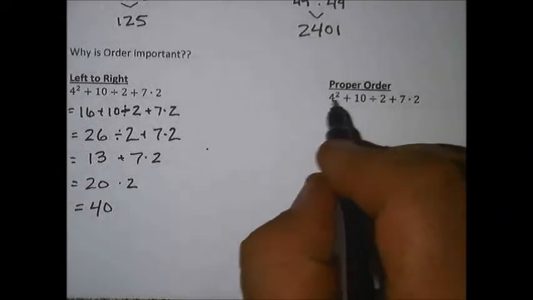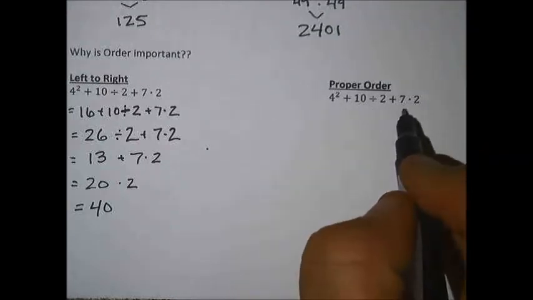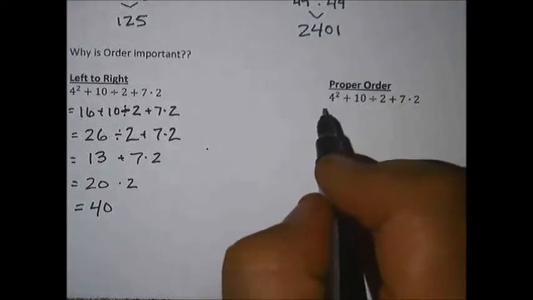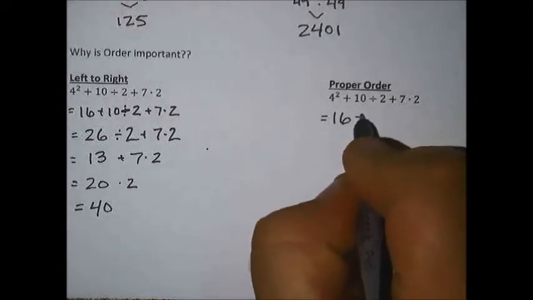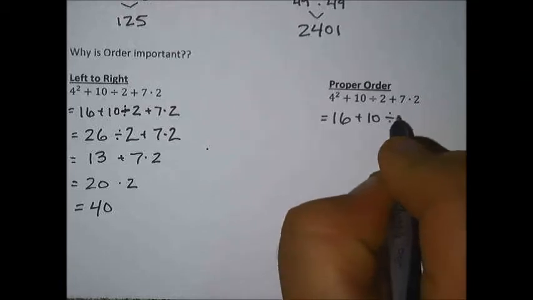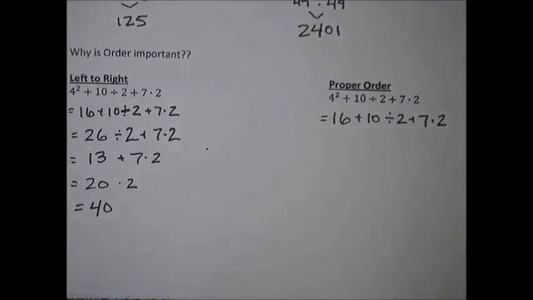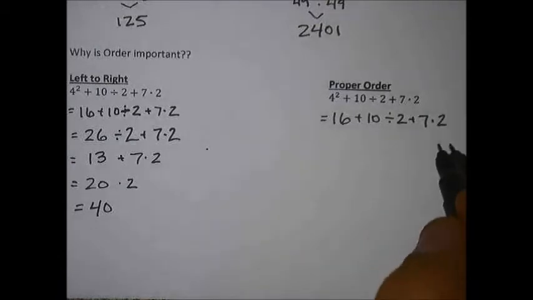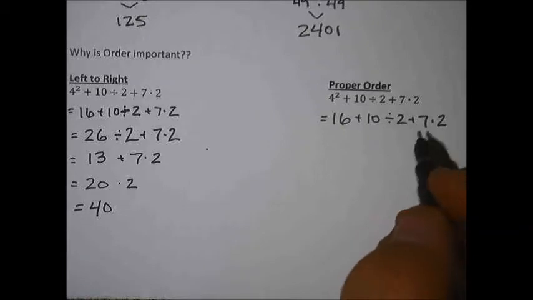First of all, I go through looking at proper order. I look for parentheses. There are none. Okay, check that one off. Exponents. Yep, got one right there, 4 to the second power. That's 16 plus 10 divided by 2 plus 7 times 2. All right, but that's all the exponents. Check that off. Multiplication and division from left to right.